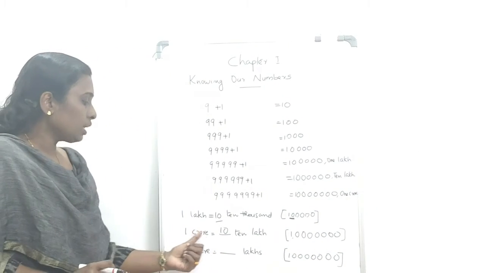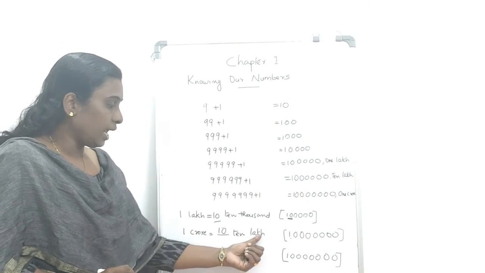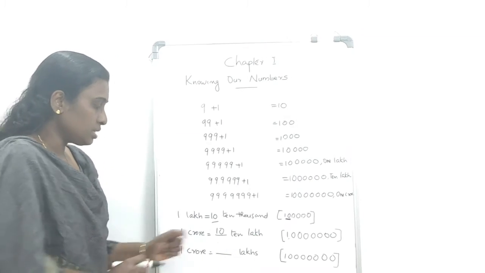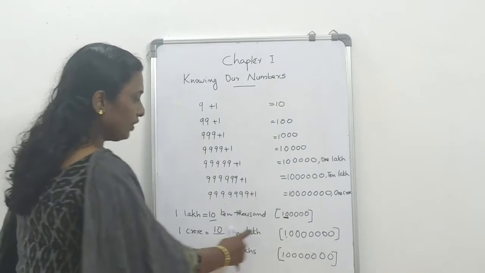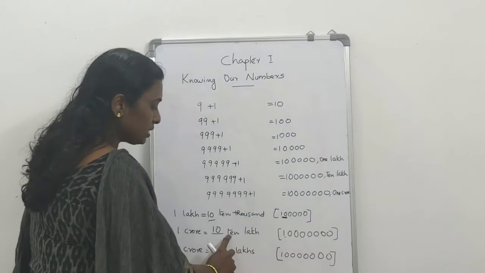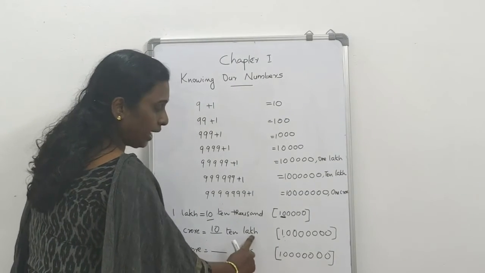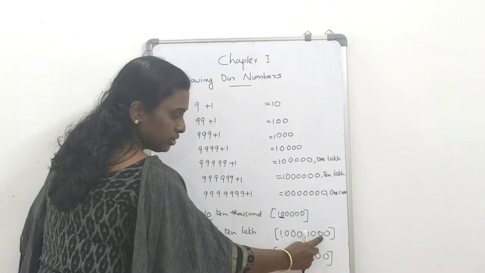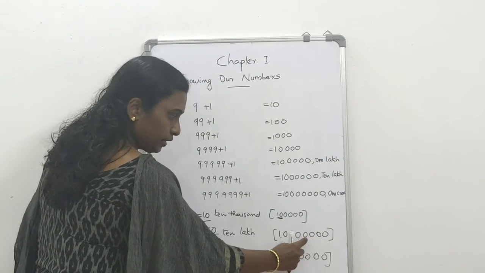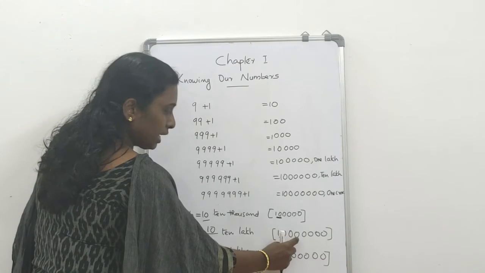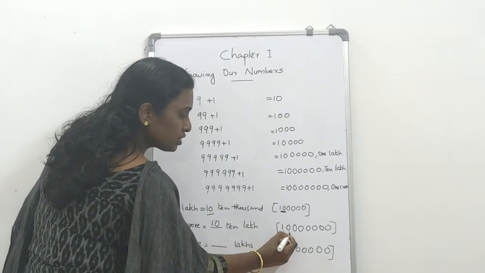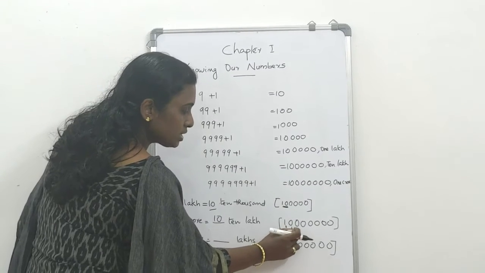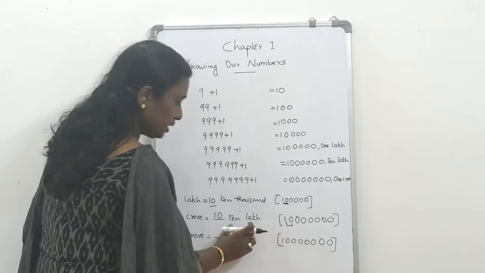Similarly, 1 crore equals dash 10 lakh. In order to find this, first write 1 crore. Then we start from ones and go till 10 lakh: ones, tens, hundreds, thousands, 10,000, lakh, 10 lakh. We reached here. This number is 10. So 10, 10 lakh.